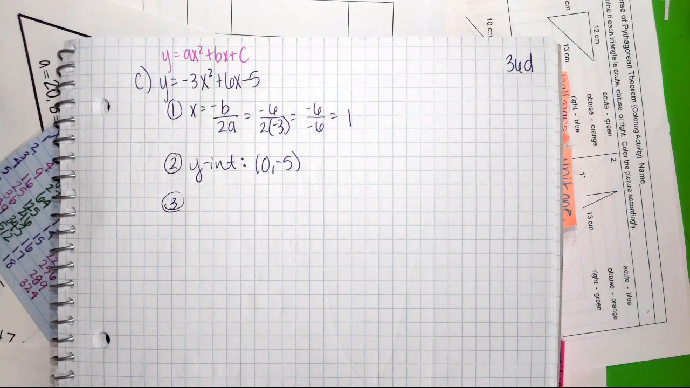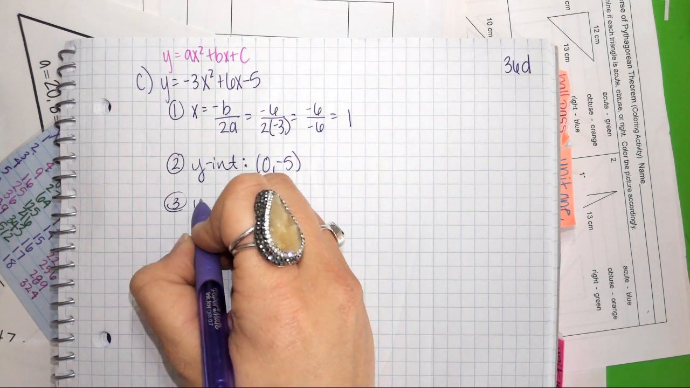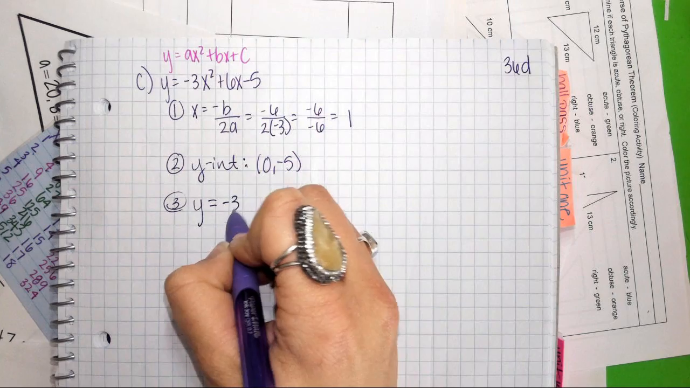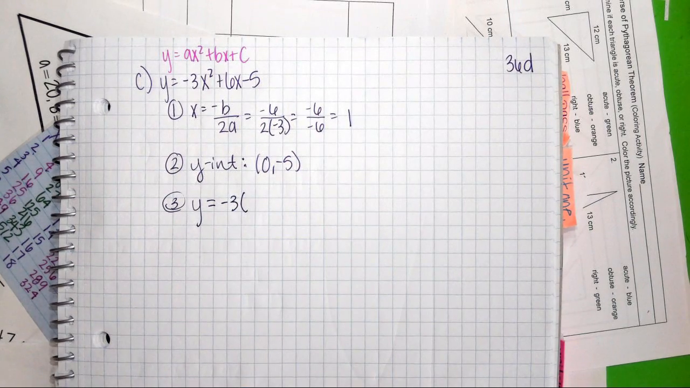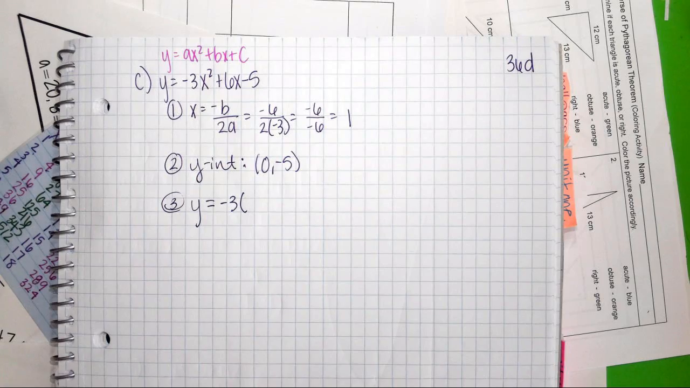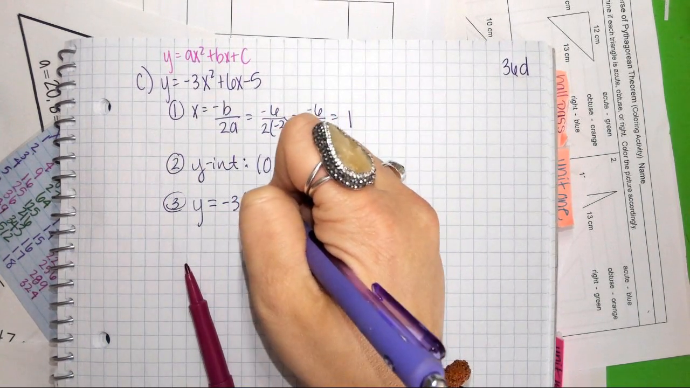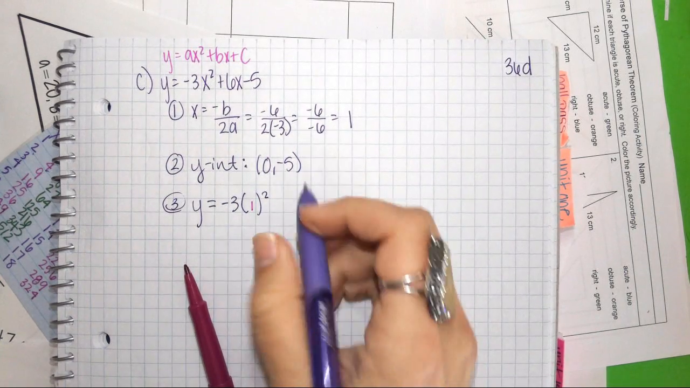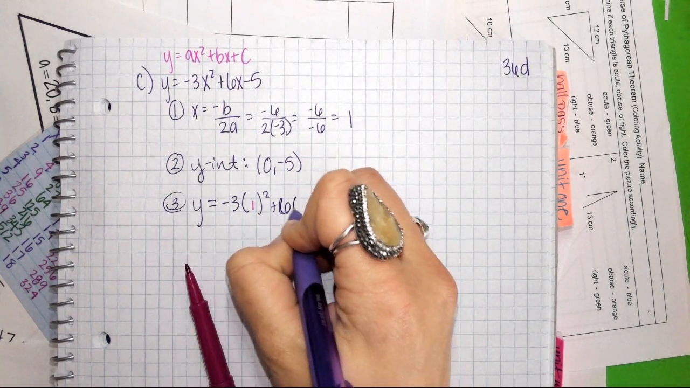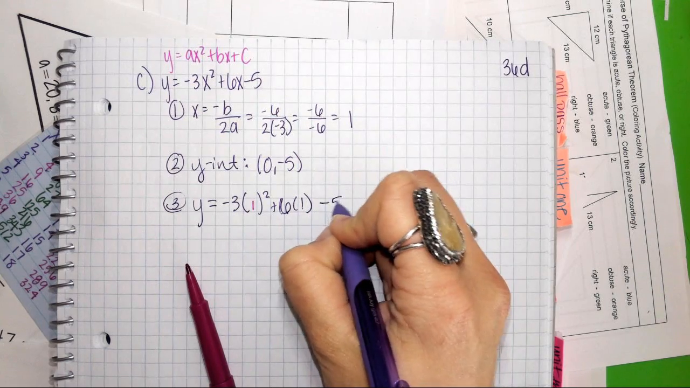Plug it in? Yeah. All right. Plug it in to get the y value. So y equals negative 3 times, what are we plugging in for x this time? Also, Ethan, you get a point. Eric, what are we plugging in for x? What did we find? X? Yes, take a point. Y'all got to learn some patience and let people have a minute to think. All right, plus 6 times 1 minus 5.